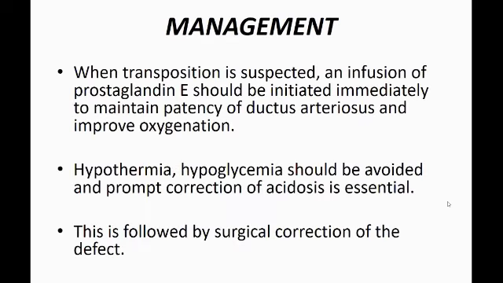Now, what is the management of transposition of great arteries? As I have said, these patients present very early, just after a few hours of birth, especially if the TGA is isolated. So then we have to keep the ductus patent, and for that purpose, we have to start an infusion of prostaglandin E as early as possible, because we have to prevent closure of the ductus, and we have to improve oxygenation via the ductus arteriosus. Again, we have to avoid hypothermia, hypoglycemia, and metabolic acidosis, because these can all make the condition worse. And obviously this will be followed by surgical closure of the defect.